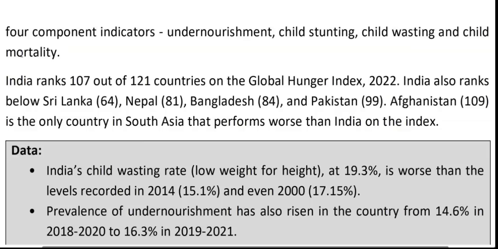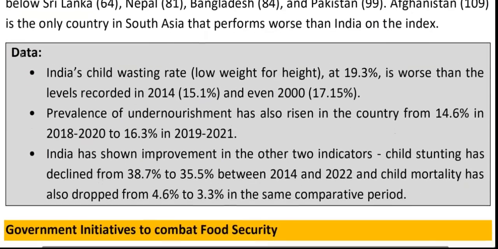अच्छा, चाइल्ड वेस्टिंग का मतलब होता है कि वो बच्चे जो अपनी हाइट के हिसाब से अप्रोप्रिएट वेट में नहीं है. So as we can see, out of 121 countries, India ranks 107, which is even worse than some of our neighboring countries like Sri Lanka, Bangladesh, and Pakistan. So here we have given some data. You can see here some important facts which we should actually remember.